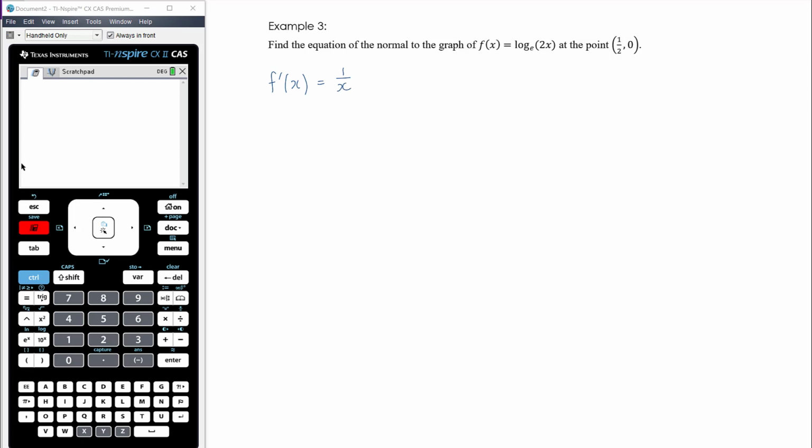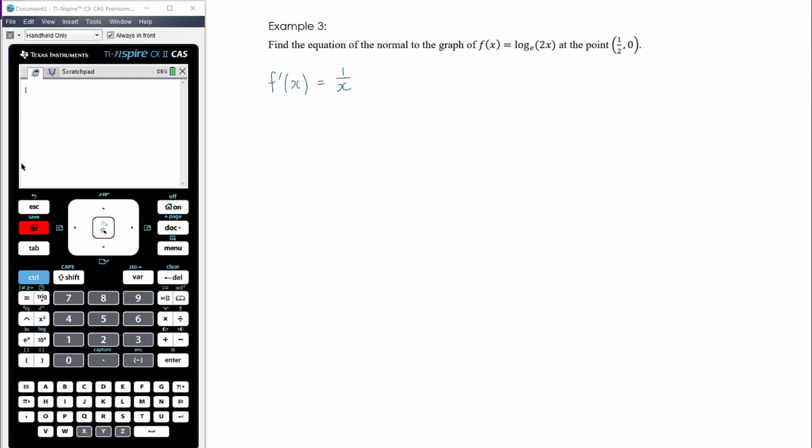Because you could also think about log e of 2x as being log e of 2 plus log e of x. And log e of 2 is a number, so when you differentiate it, it becomes 0, and then derivative of log e of x is 1 on x. Okay, so you shouldn't need to write 1 on 2x times 2. You should be able to go straight to that being 1 on x.